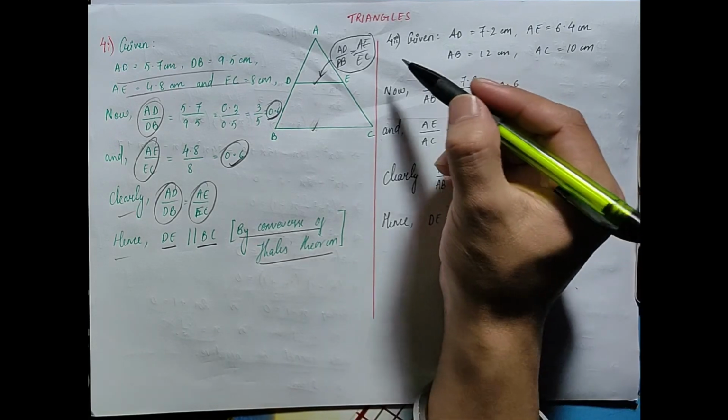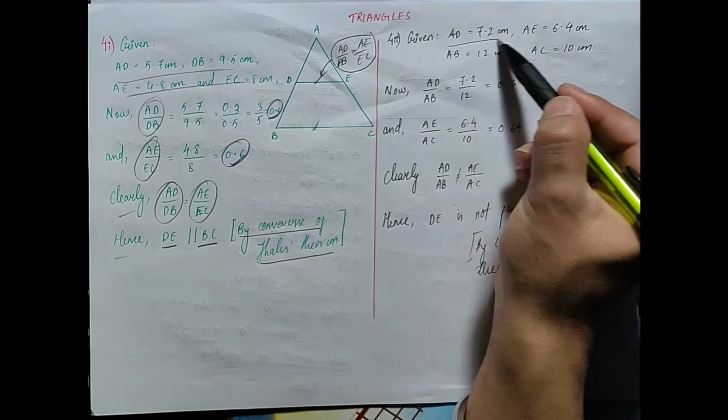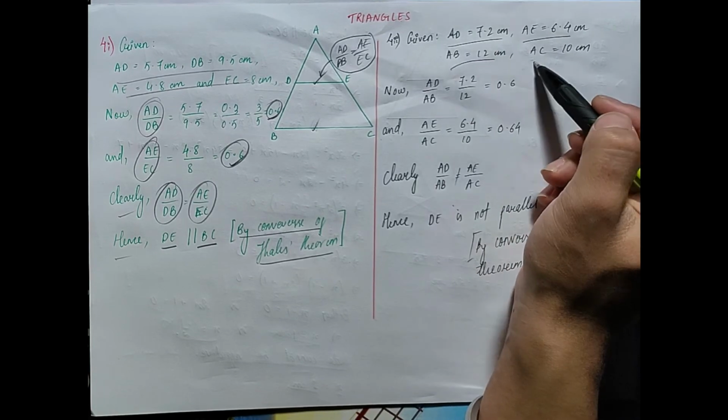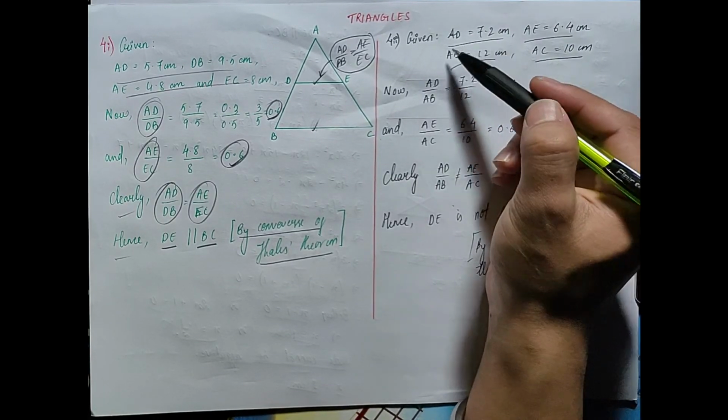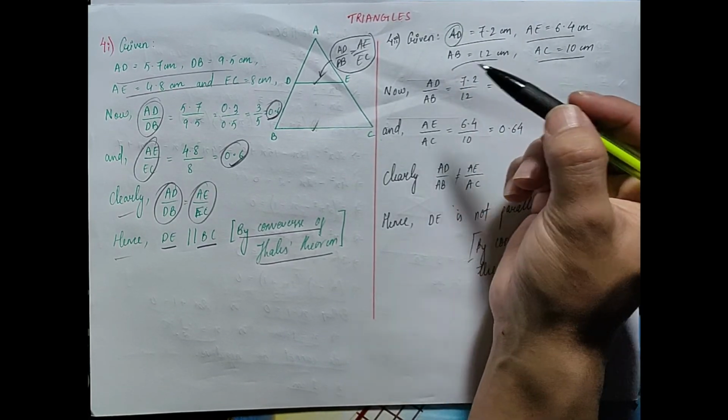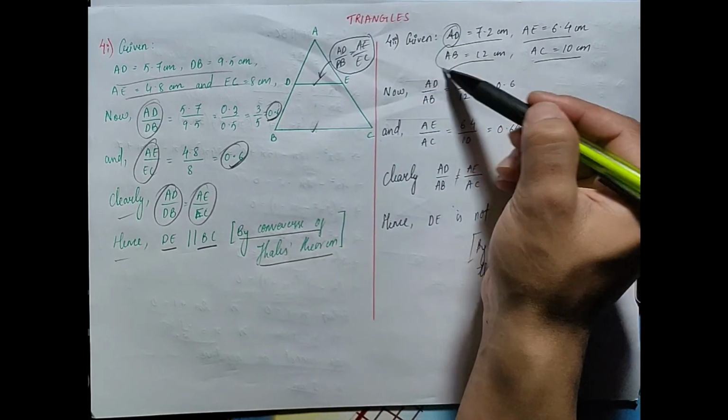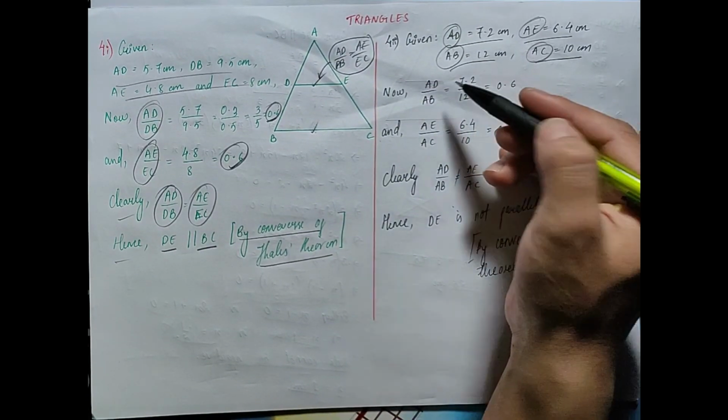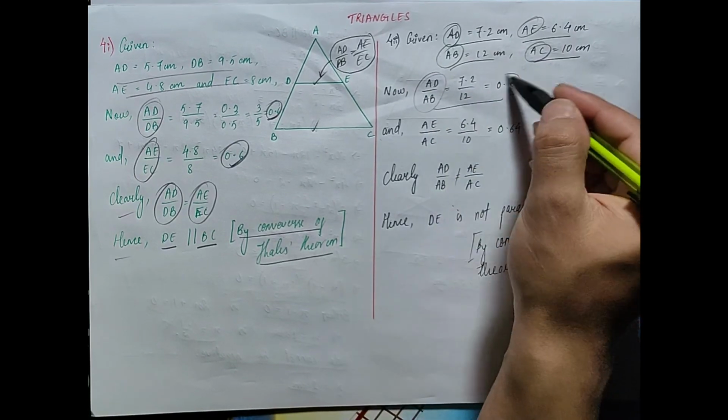Let us do one more question. Similar. It is given that AD is 7.2, AE is this, AB is this, AC is this. Again, we'll do the same thing. We'll find AD by AB and AE by AC. So if you substitute, this is what you get.